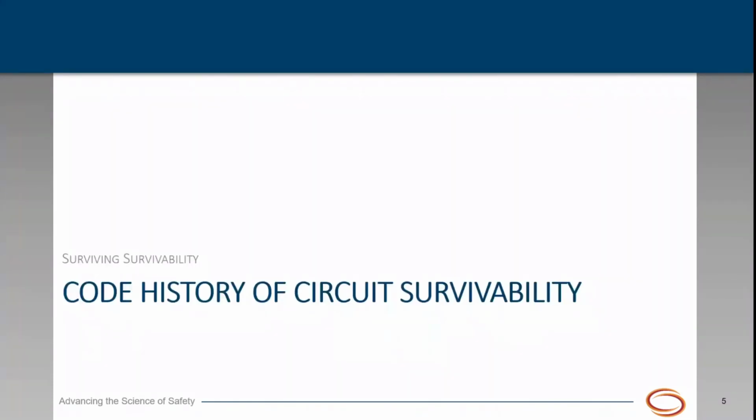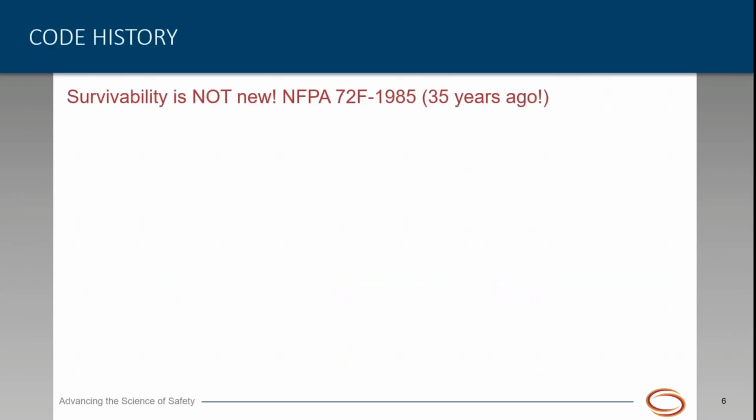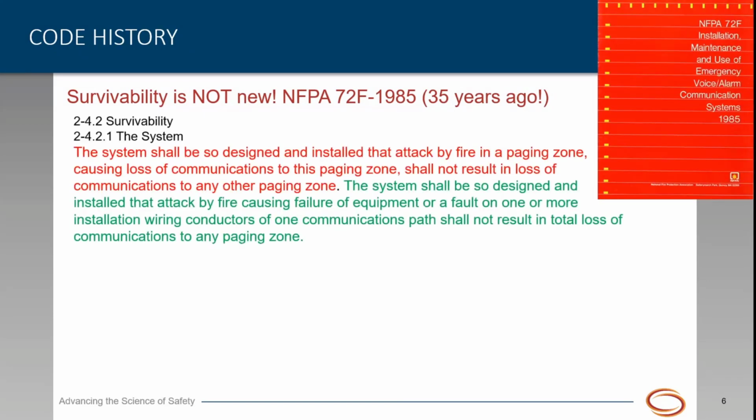Let's start with the code history of circuit survivability. We do this because a lot of folks think survivability is a fairly new thing. In fact, many would guess that it started in 2010 with the newer edition of NFPA 72. But when we actually look, it's not new. It traces all the way back to the 80s, some 35 years ago, to a document called NFPA 72F, back when we had the pamphlet forms of NFPA 72, way before we had the National Fire Alarm Code as we know it today. This is what that looked like, and it talked about survivability.